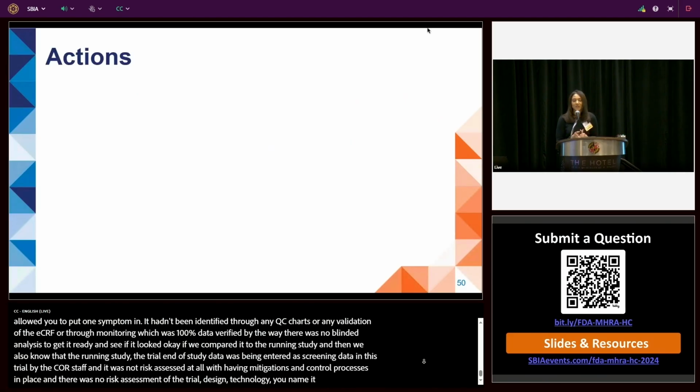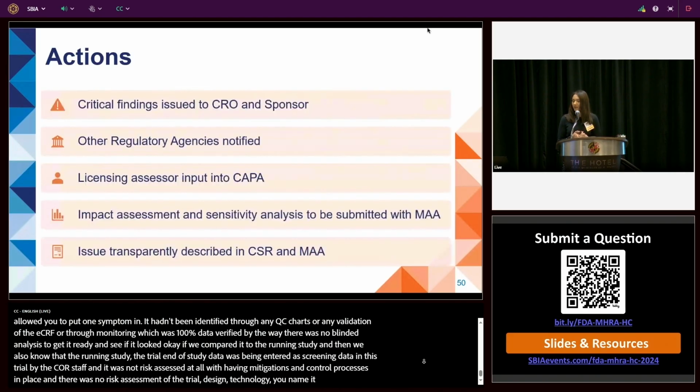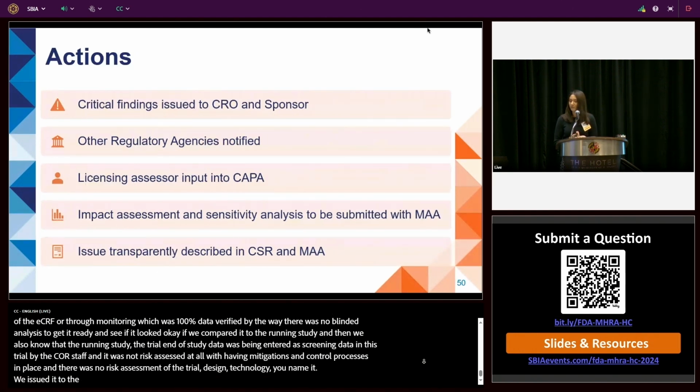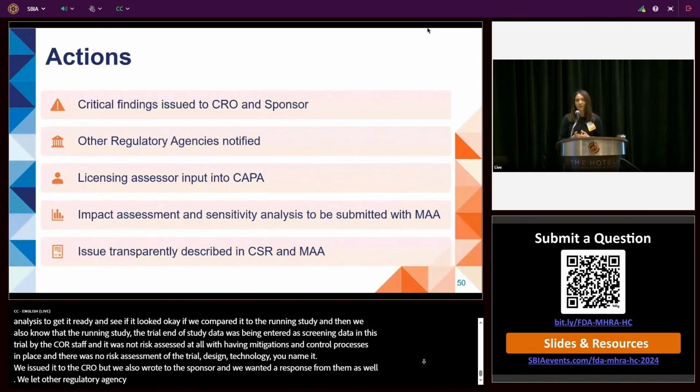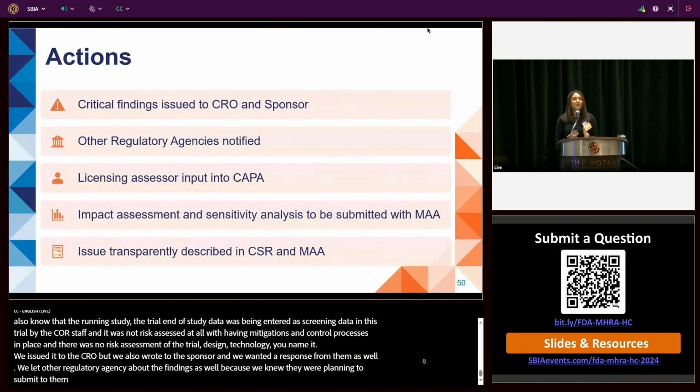So they've got two critical findings at this point. We issued them to the CRO who we were inspecting, but we also wrote to the sponsor, and we wanted a response from them as well. We let other regulatory agencies that we were working closely with know about the findings as well, because we knew that they were also planning to submit to them. And we also then thought, hang on a minute, this is a pivotal trial and the participants don't have any other option.